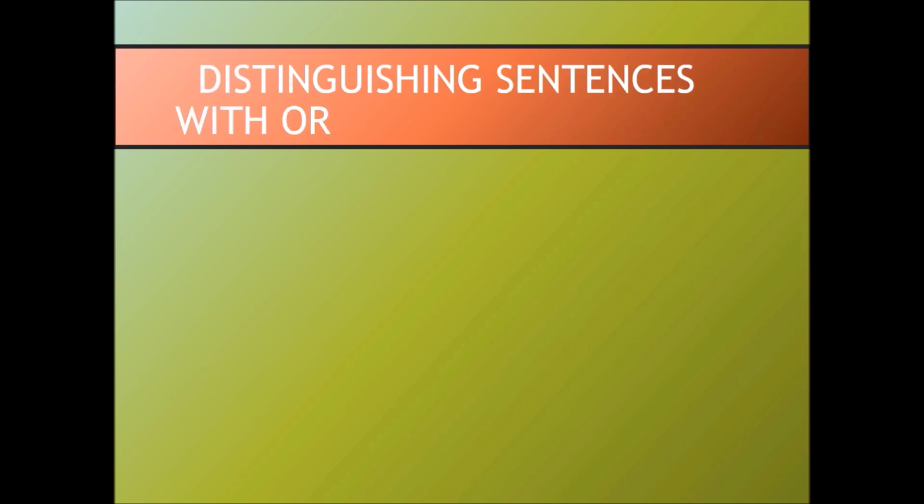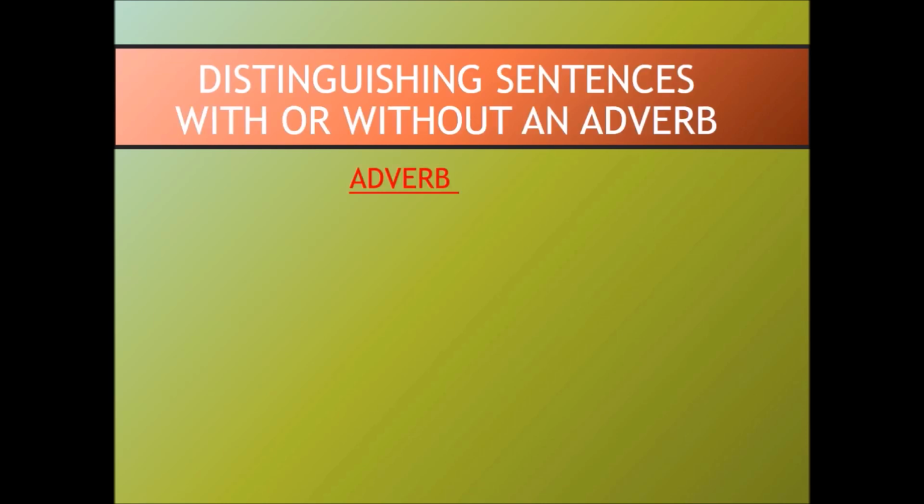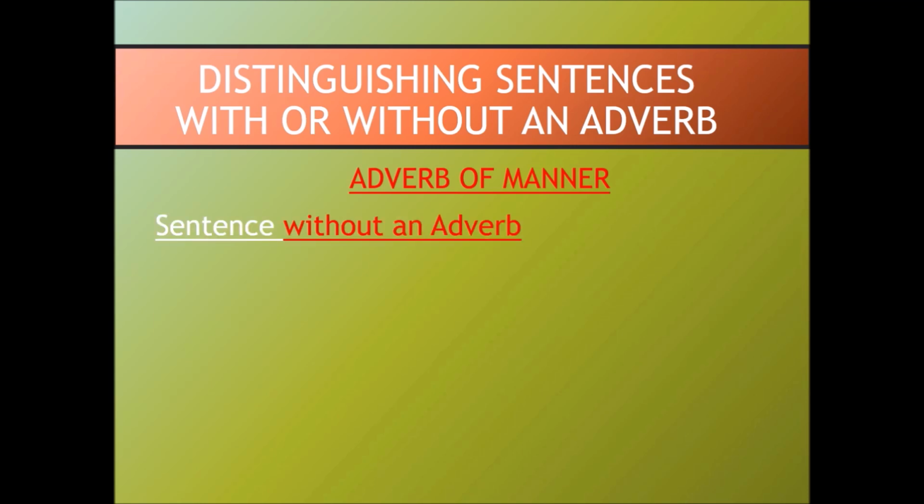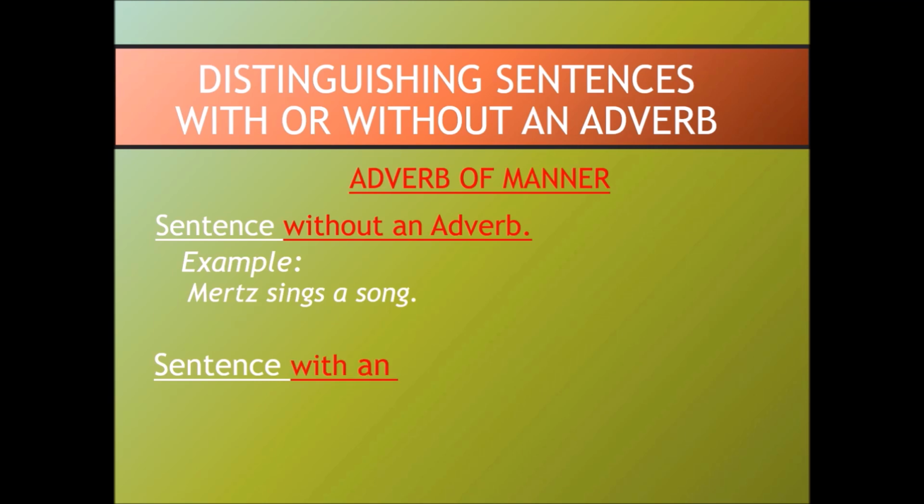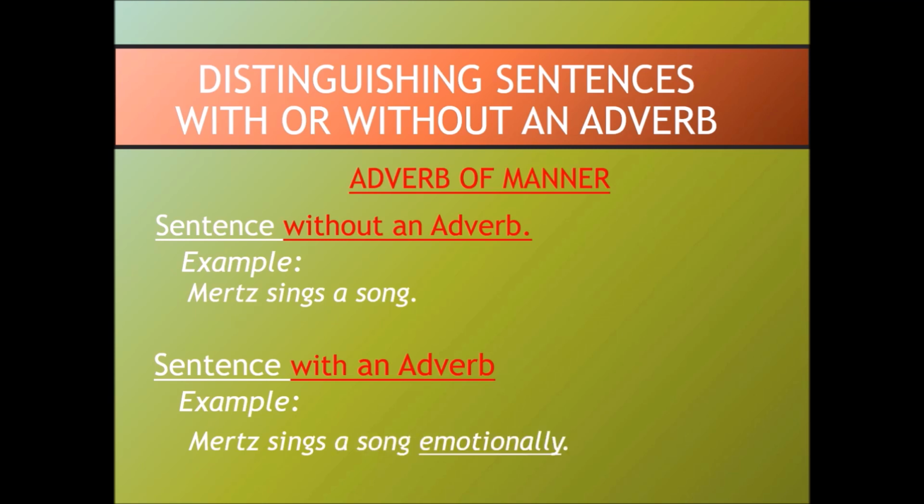This time we have the adverb of manner. Sentence without an adverb. Example, Mertz sings a song. Sentence with an adverb. Example, Mertz sings a song emotionally, where the word emotionally is an adverb of manner.